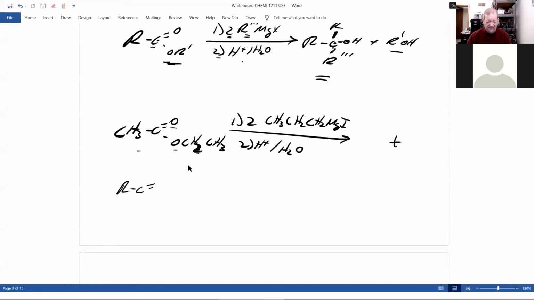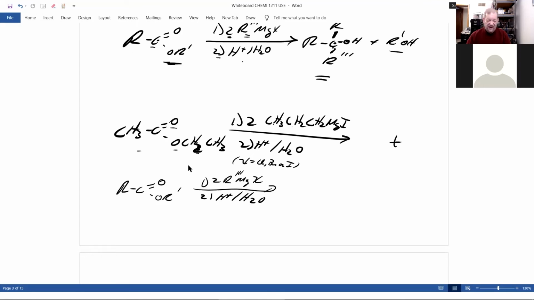We have an ester. And what are we reacting it with at first? A carbon-carbon magnesium halide. It's a Grignard. Remember, X can be chlorine, bromine, or in our case, iodine. And second step, acid. Remember, H plus means acid and water.